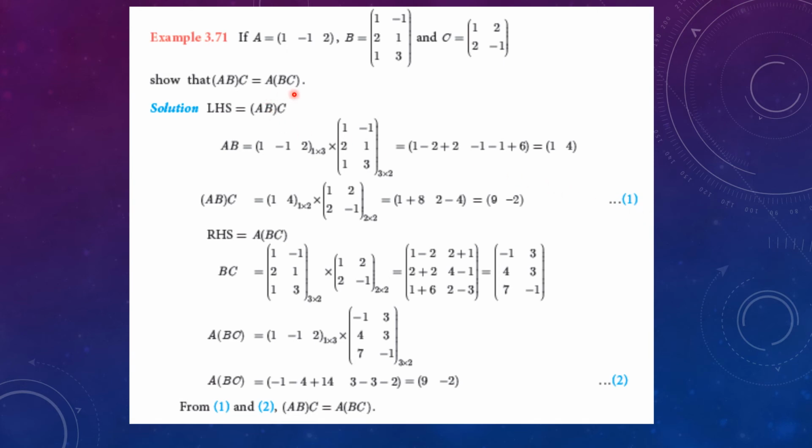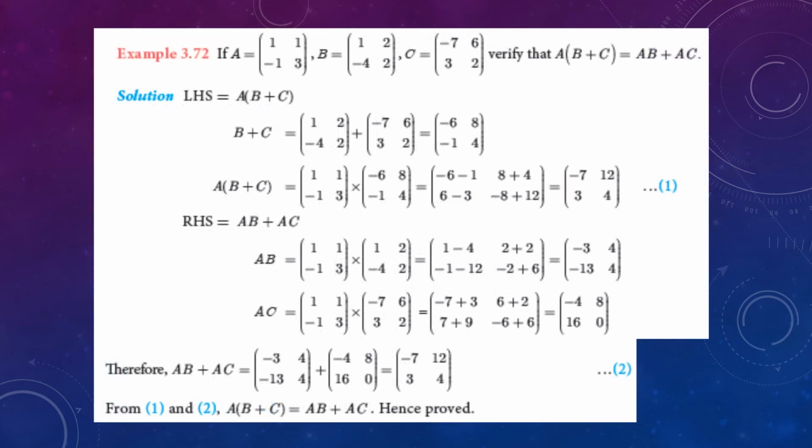Next you have to do the right hand side. Here the right hand side is A into (BC). Within the bracket, BC. So B into C. First you have to find the order, which is 3 cross 2. Then you have to find A into (BC). That is the A matrix, then the BC matrix. We will get the order as 1 cross 2. Mark this as 2. Then you have to compare 1 and 2. From 1 and 2, we get (AB) into C equal to A into (BC). Hence proved.